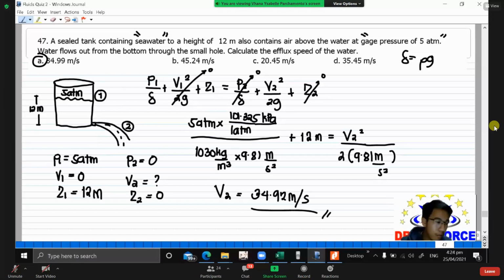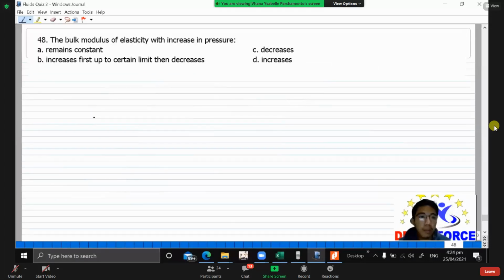Okay, next, 48. Okay, the bulk modulus of elasticity with increase in pressure also increases. So letter D.